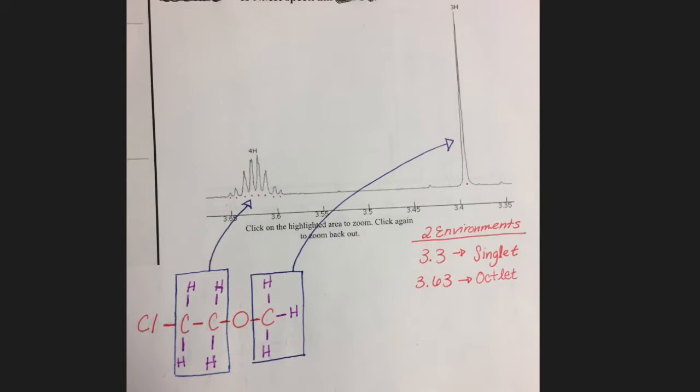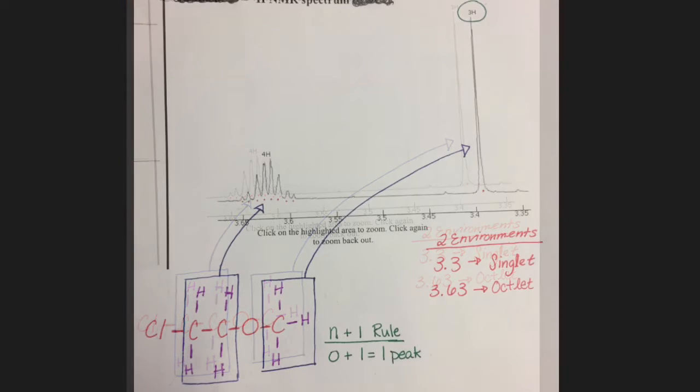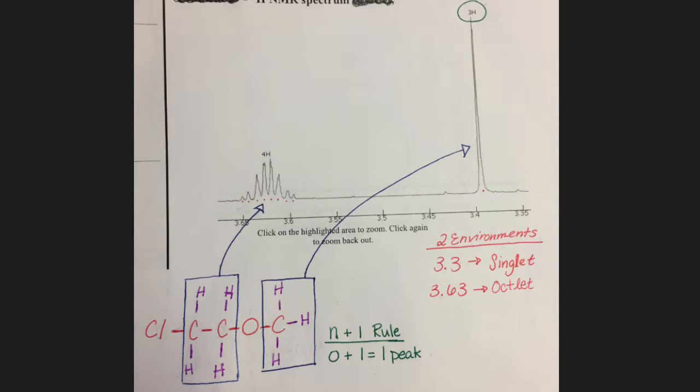Now to prove this, we can do the N+1 formula. The N+1 rule is just going to be N, which equals the number of hydrogens the environment of hydrogen sees, and so it sees 0. So it's going to be 0 plus 1 equals 1, and that 1 is going to equal 1 peak. So I'm going to match it up with that singlet because it's a single peak, and we see that there are 3 integrations. In this environment, there are 3 hydrogens, which equals the 3 integrations we see in the spectrum.